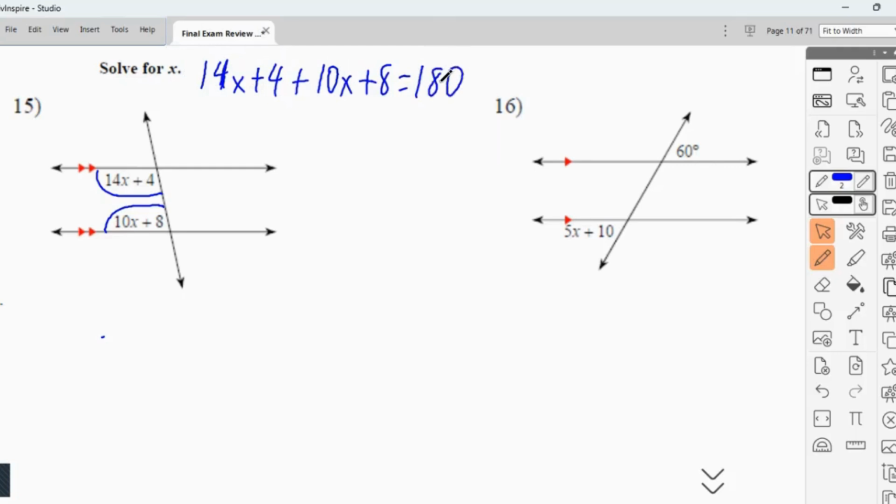Now, what we're going to do right here is we're going to go, what, 24x. This will be plus 12. This will be equal to 180.